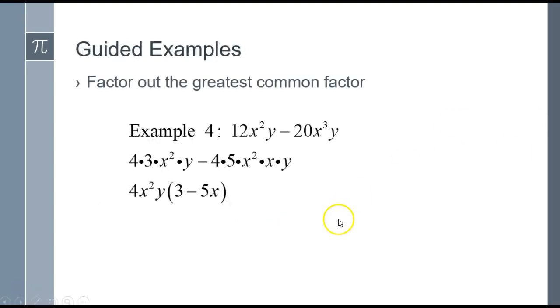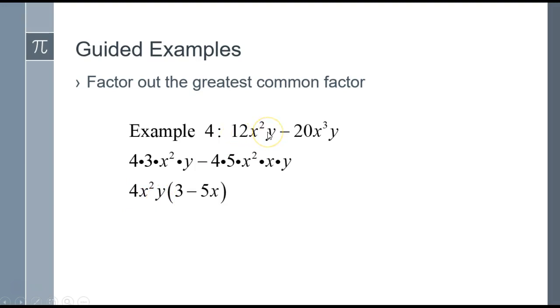Alright, so here's another example with 2 variables. We have the common factor numerically will be a 4 from the 12 and the 20. I have an x in both terms and I have a y in both terms. The x shows up, the smallest power is a 2, and the y in both terms, the exponent is a 1, which is implied. We don't write it. So my common factor is 4x squared y.